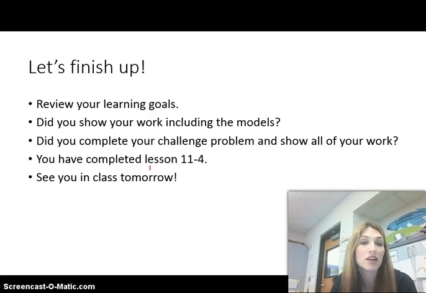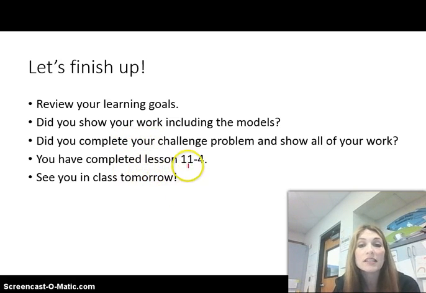So now it's time to finish up. Make sure you review your learning goals and vocabulary. Did you show your work including the models? That's very important because you will see models on the assessment at the end of the topic, so you want to be sure that you really understand how those work. Did you complete your challenge problem and show all of your work?